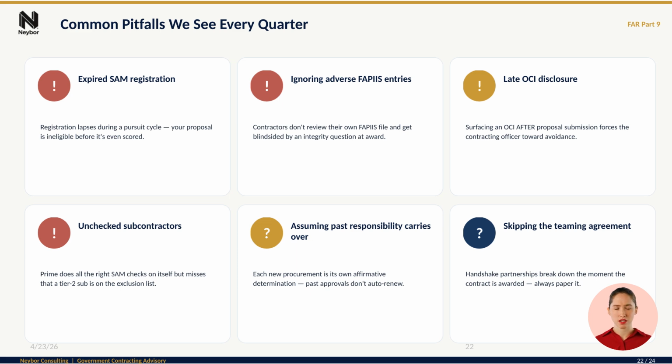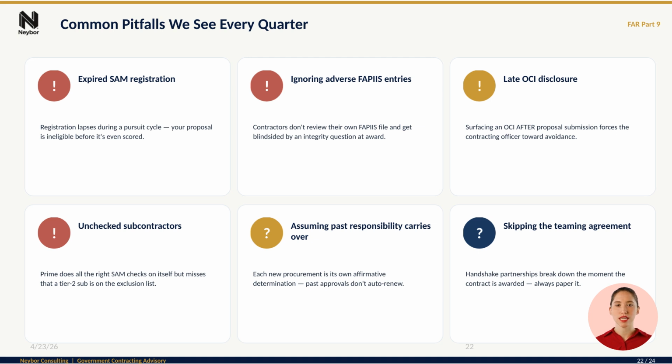Third, late OCI disclosure. If you identify a conflict during pursuit, disclose it in the proposal, not at negotiation. Early disclosure gives the CO the option to accept a mitigation plan. Late disclosure forces the CO toward avoidance, which almost always means exclusion. Fourth, unchecked subcontractors. Primes do rigorous SAM checks on themselves and forget to screen second-tier subs, but the exclusion rule applies across the team.